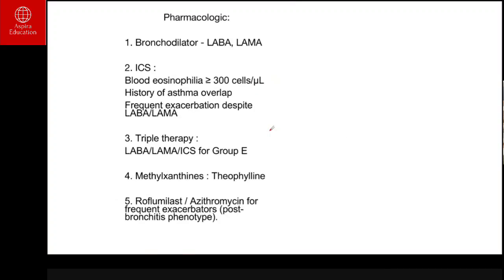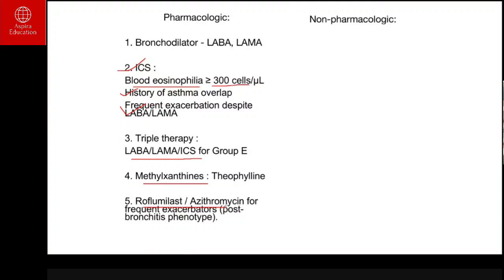So for pharmacological management, we have bronchodilators: long-acting beta-2 agonist and long-acting muscarinic antagonist. These are the bronchodilators that need to be used. There are definite indications for inhaled steroid, which include blood eosinophilia of more than 300, a history of asthma overlap, or frequent exacerbation despite giving dual bronchodilator. So triple therapies are mainly reserved for group E or these 3 categories of patients. And methylxanthines as well as roflumilast and azithromycin act as an add-on or supportive in certain subsets of patients.